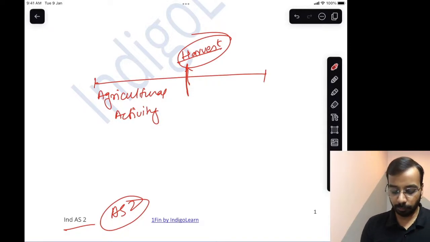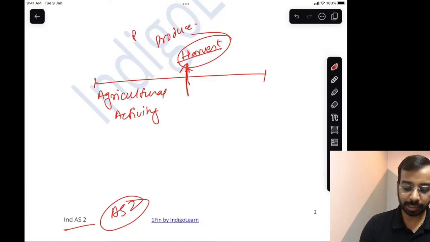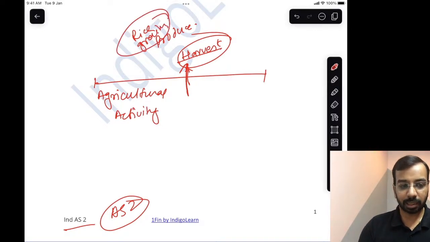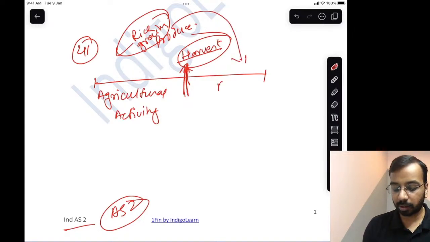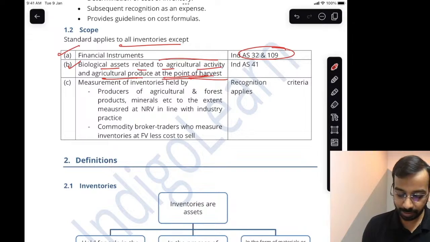Okay. So, at the point of harvest, whatever produce you get, let us say you get rice grains. Now, these rice grains are not directly covered under inventory. Till the time or at the point of harvest, whatever you get, the rice grain, you cover them under Ind AS 41. Subsequently, this forms part of your Ind AS 2. So, at the point of harvest, you will measure them as per Ind AS 41, and subsequently you will measure them as per Ind AS 2.